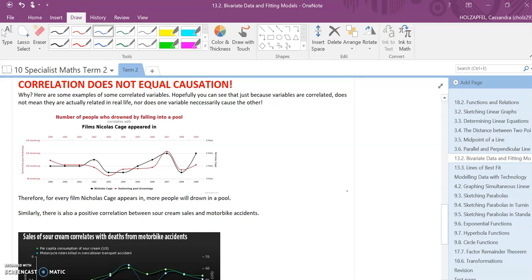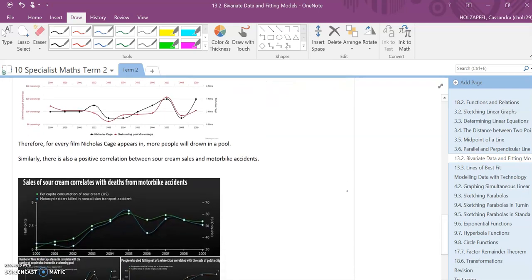But it doesn't really make sense to say that people drowning affects the number of films that Nick Cage has been in. Also doesn't make sense for us to say that Nick Cage appearing in films causes people to drown in pools. That's not how it works. They are very well correlated, but that does not mean that one causes the other one.